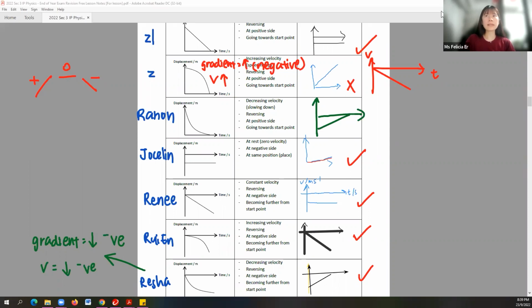Anyone need me to explain any of the answers here? Second graph is this one, is it?